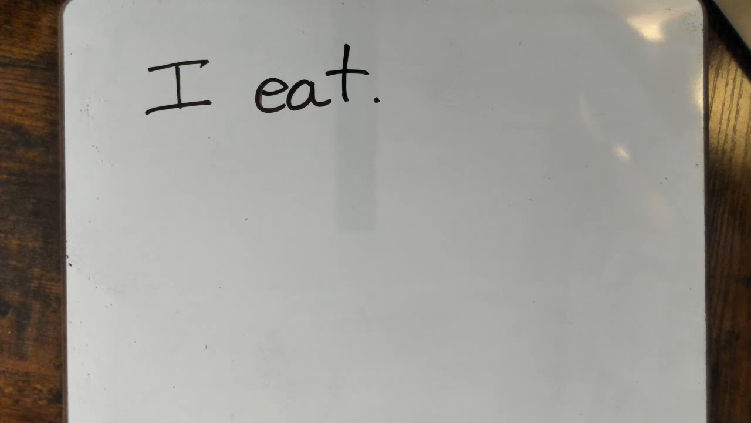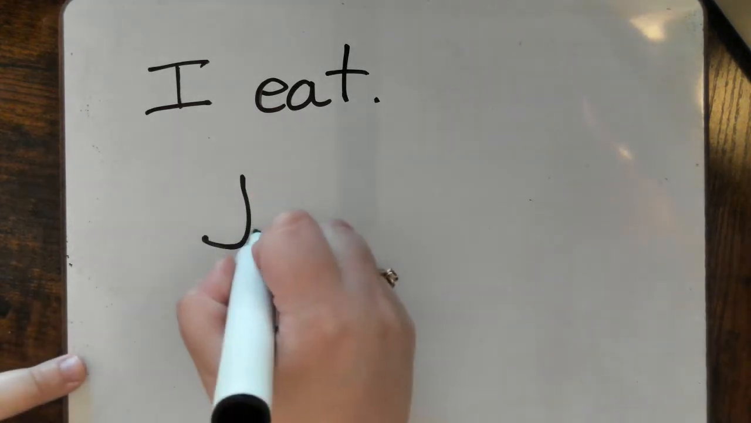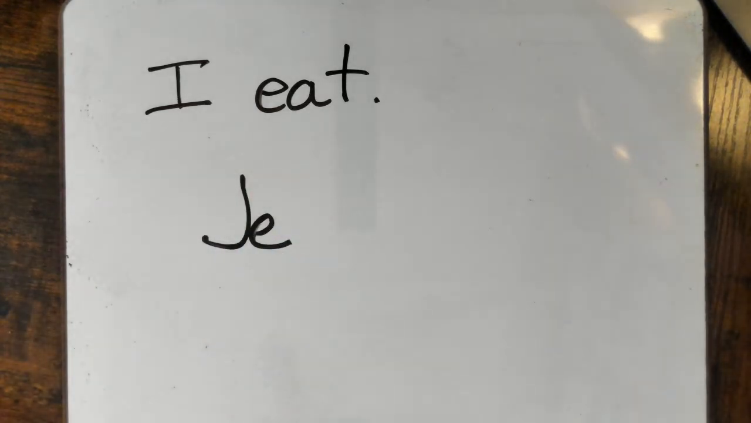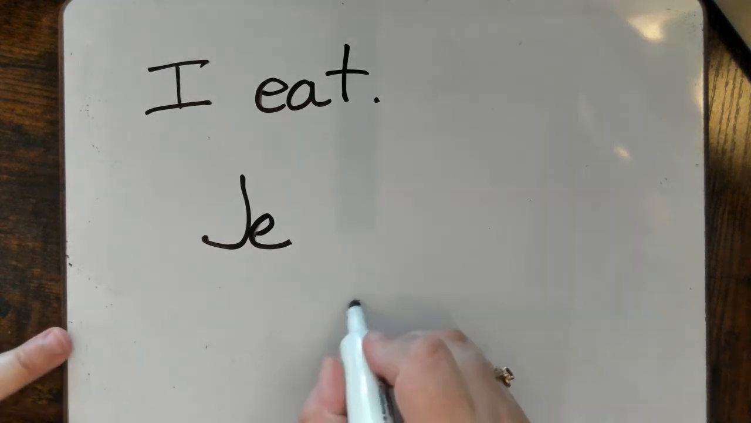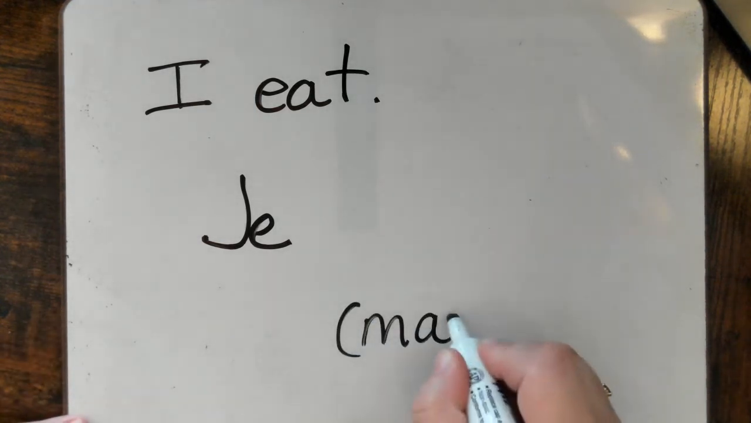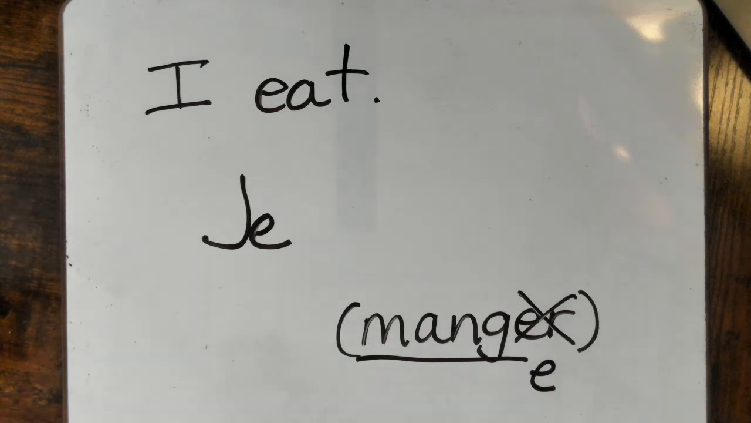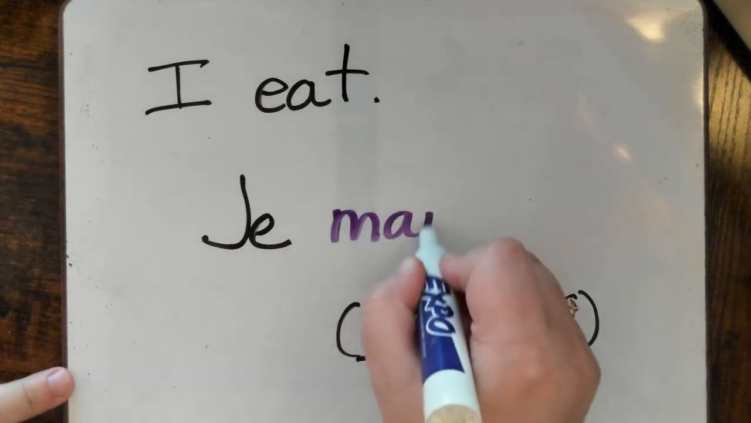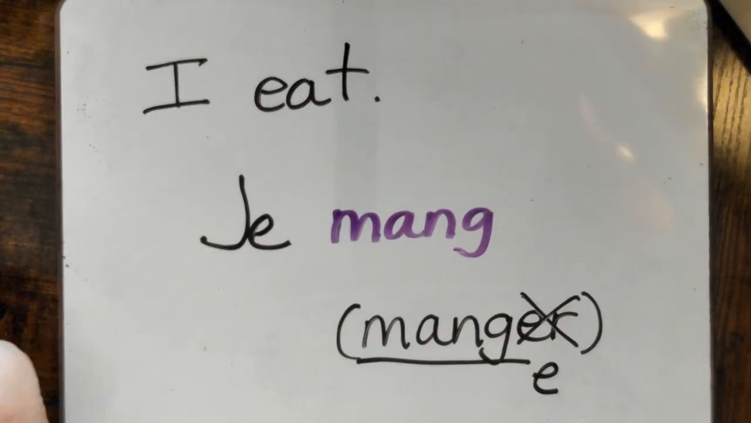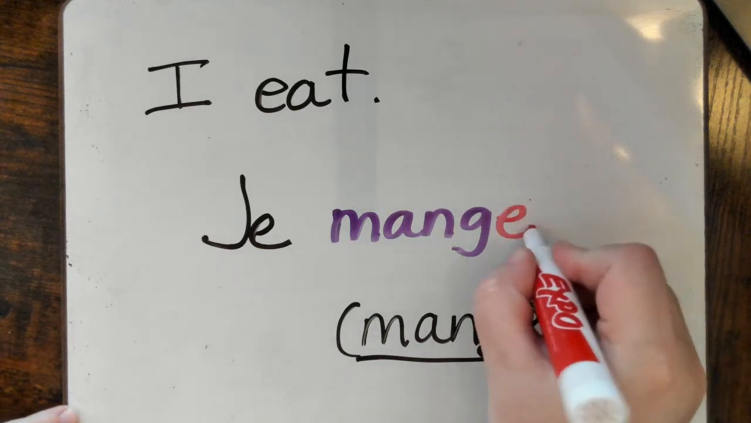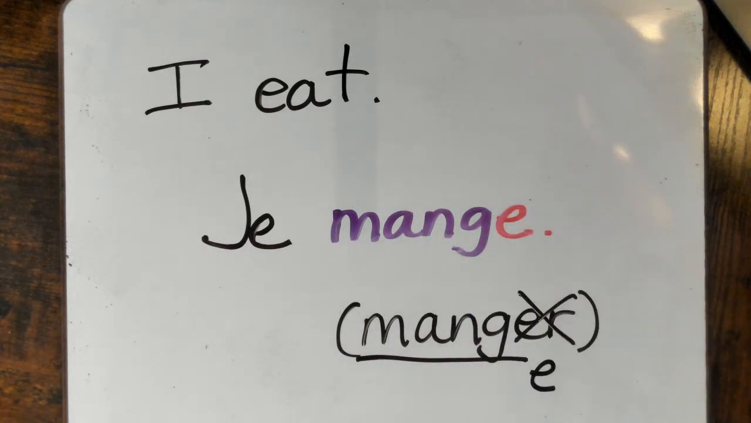I eat. Okay, what's our subject? How do you say I in French? Je. And then what's the verb for to eat? So the infinitive for to eat is manger. So now we need to conjugate that. So we take off the er, here's our stem, and then we add the ending that goes with je, which will be E. So it'll be je. Here's our stem. And here's our ending. Je mange. I eat.